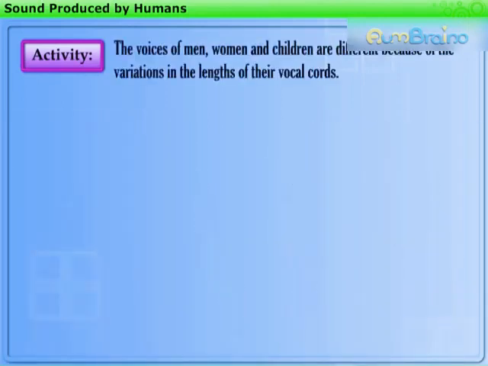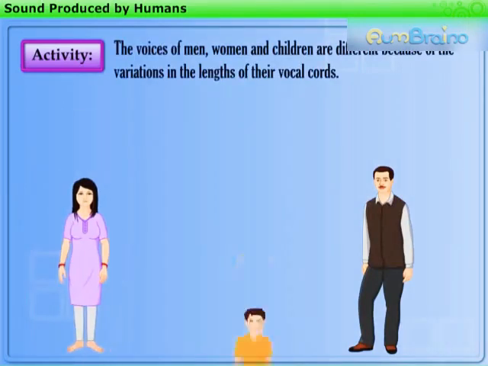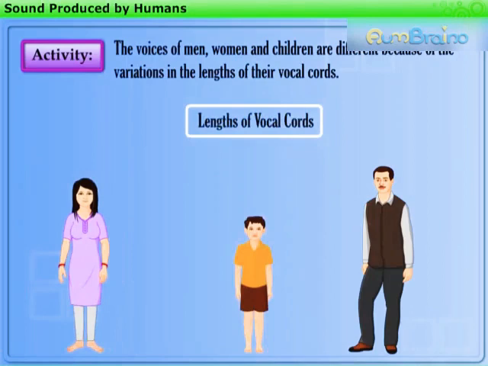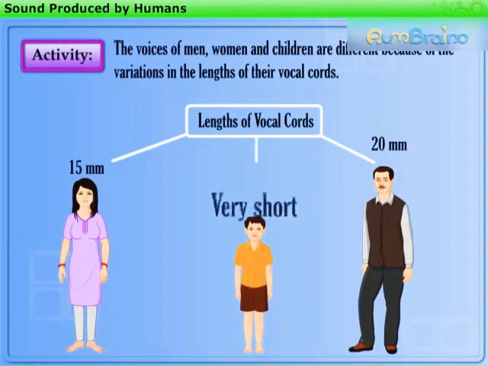Note that the voices of men, women, and children are different because of the variations in the lengths of their vocal cords. In men, they are 20 millimeters long; in women, they are about 15 millimeters long, whereas, in children, vocal cords are very short.